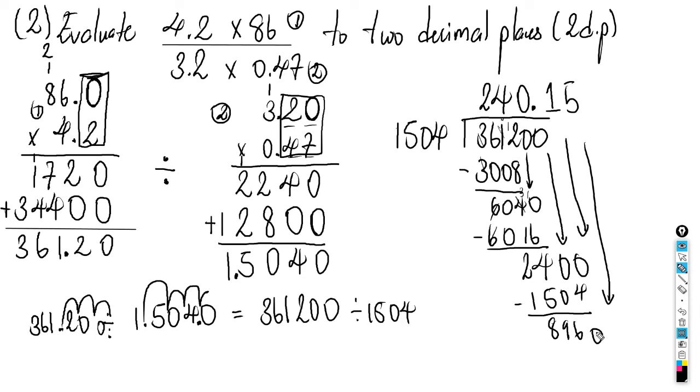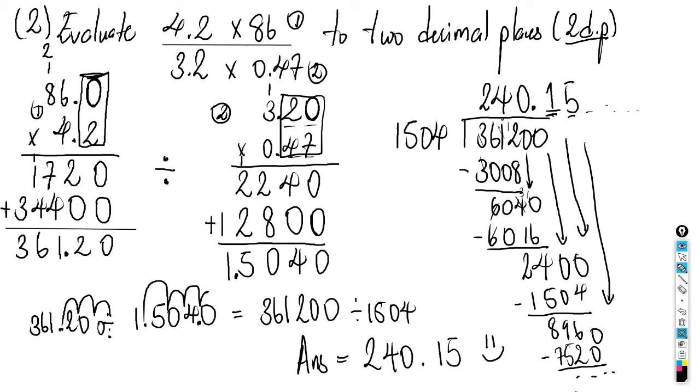1504 can go into 8960 5 times, and then we're going to end up with 7520, right? I'm going to subtract that. But guess what, guys? This would really go on continually, right? So the answer said it should be in 2 decimal places. And you notice these are 2 decimal places here, 1, 5. So we pretty much found the answer. We don't need to continue. All right. And we're going to write out the answer as 240.15.